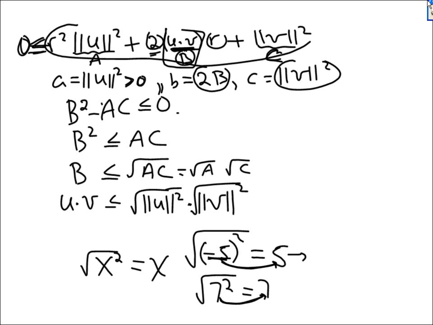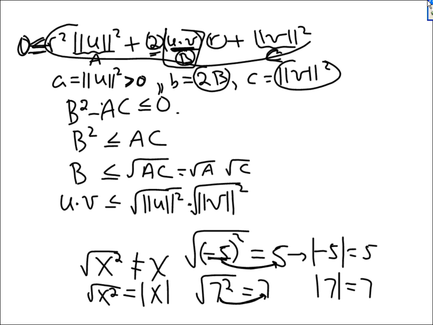You know what? That reminds me of the absolute value function. The absolute value of negative 5 is 5, and the absolute value of 7 is 7. The square root of x squared is not equal to x, but the square root of x squared is equal to the absolute value of x is true. So when I take the square root of b squared, I get the absolute value of b. But b is u dot v. But that's not b. It's the absolute value of b. Okay. Now, the next line will give us the answer, but once again, we have to talk about absolute values.